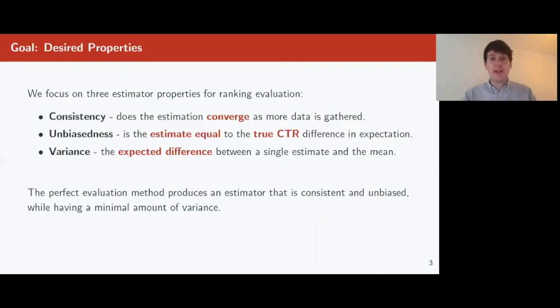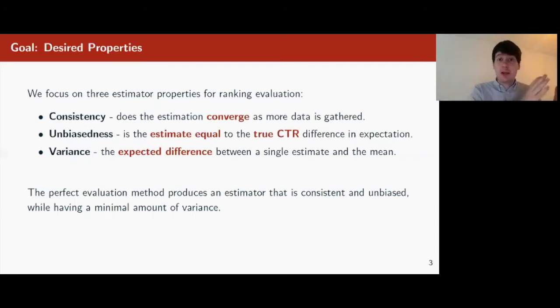The first one is consistency, which means: does the estimation of the method converge as more data is gathered? So if we get more and more data, does the estimation converge on some value? Unbiasedness means that the expected estimate is equal to the true click-through rate difference. This just means that in expectation it's going to be correct, it's going to match the true click-through rate difference.